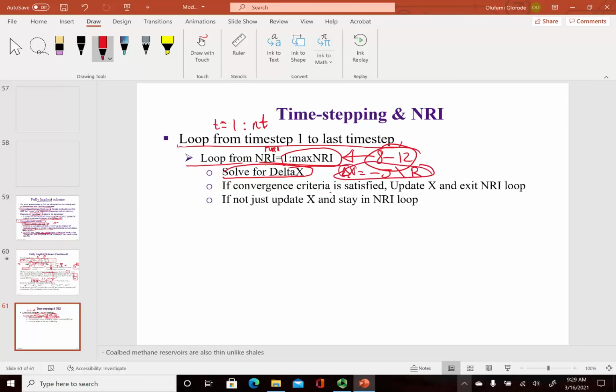And then check, is delta x still changing a lot? If it isn't changing a lot anymore, you have converged, you exit. You obviously update x before you exit the loop. If it's still changing a lot, meaning you haven't met the tolerance, which more precisely means the mass balance error is still greater than the tolerance. So what you really want to do is to make sure that the error, the residual, is less than the tolerance. Whenever it's less than the tolerance, then you've converged, update x, and then step out of the loop and go to the next time step.